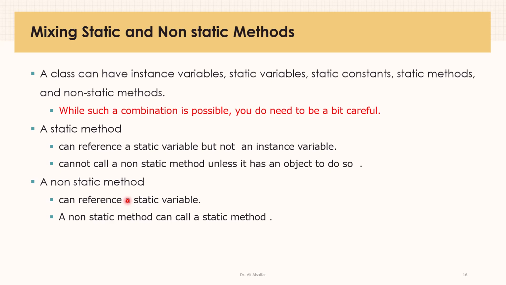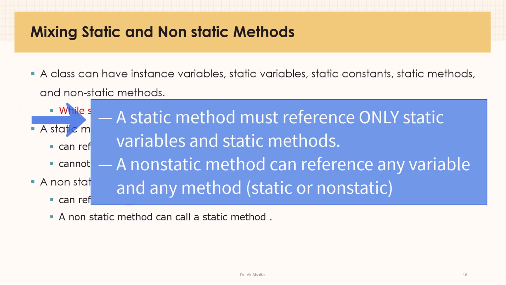In simple words, if we have a class with a combination of static and non-static members, then if we have a static method, it must reference only static variables and static methods. And if we have a non-static method, then it can reference any variable and any method, whether it is static or non-static.